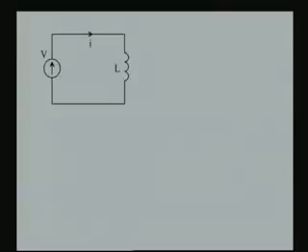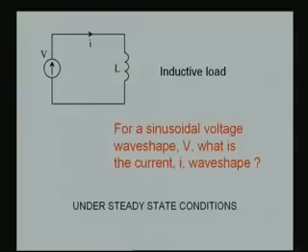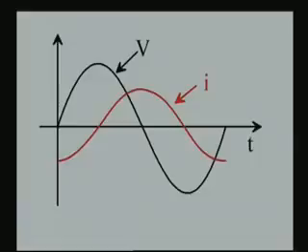Now, consider instead of a resistive circuit, an inductive circuit. The load is inductive. The R is being replaced by L here, as you see. Now, what happens if we apply a sinusoidal voltage to this inductor under steady state conditions? You see the same time axis, that is the x axis is time t, and the y axis is the voltage. Voltage being black in color as usual and the current is red in color.